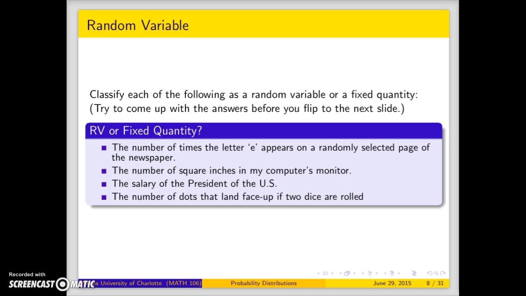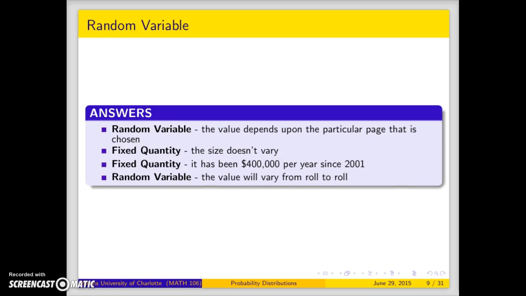For the second one, the number of square inches in my computer monitor, this is a fixed quantity because the size does not vary. The salary of the President of the United States is also a fixed quantity because it is fixed by Congress. It does not depend on the president that is in office. And the last one, the number of dots that land face up if two dice are rolled, varies from roll to roll, so this is a random variable. And here are the solutions.